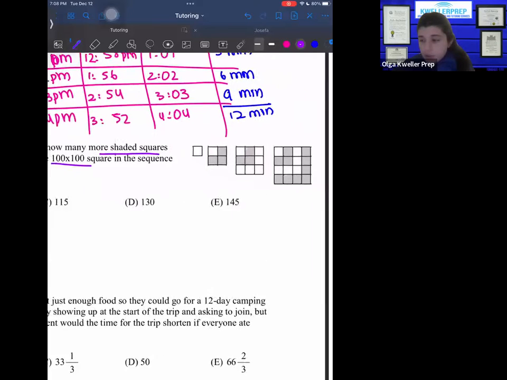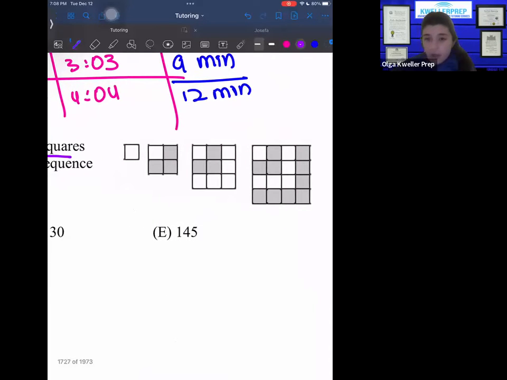Okay, so let's try to look for a pattern, right? In this small square, there are 3 shaded, 1 unshaded, right? Now the next one, there's 3 shaded, and then there's 1, 2, 3, 4, 5, 6 unshaded. And then here there's 1, 2, 3, 4, 5, 6, 7, 8, 9, 10 shaded, 1, 2, 3, 4, 5, 6 unshaded. So where do we go from here?